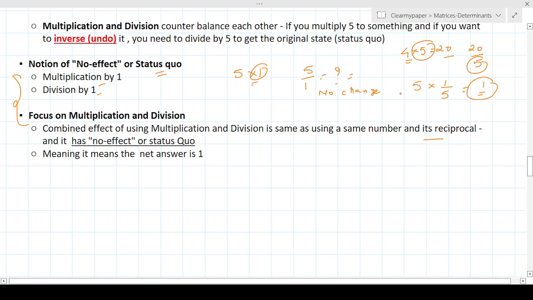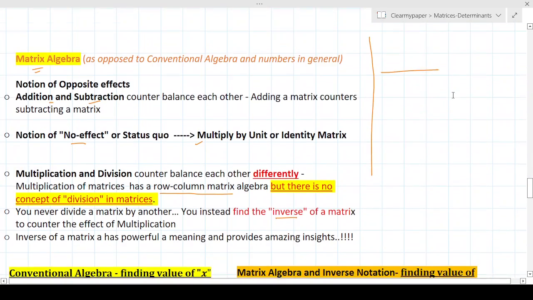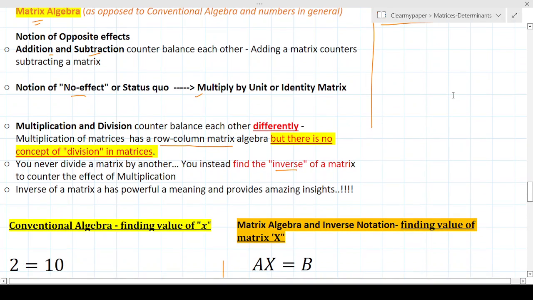So the net effect of a matrix and its inverse will still be the same, but how it is done and what the context is, we'll see that. So that's what is interesting about the inverse of a matrix and what it means.